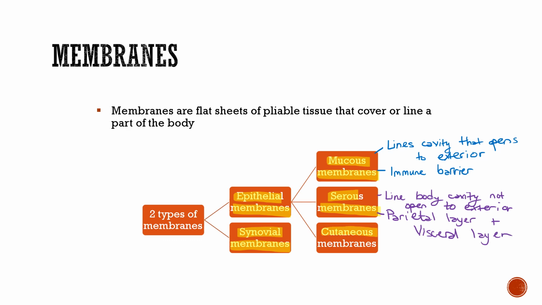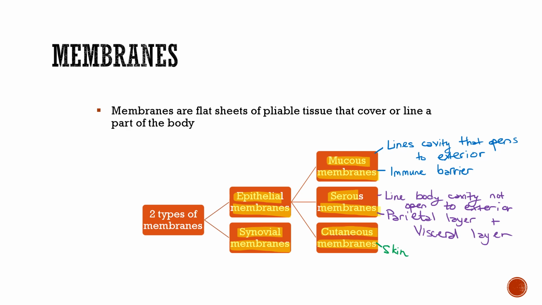Then we have cutaneous membranes. This type of membrane essentially is just known as skin. This covers the entire surface of the body and consists of a superficial portion called the epidermis and a deeper portion called the dermis. And we'll cover this entire cutaneous membrane or skin in a lot more detail when we talk about the integumentary system.